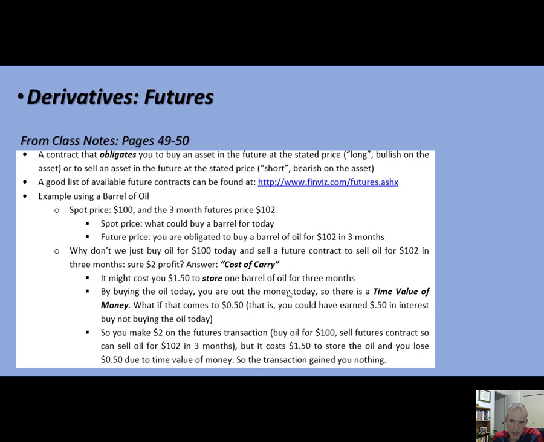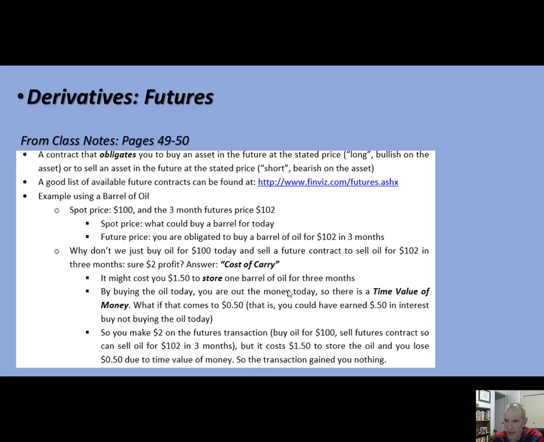I'm up to page 49 in the notes. So again, it obligates you to do something. You can go long on something if you're bullish, you think its price is going up. You go short on something if you're bearish, you think the price is going to fall. We say long and short. Usually long means you're buying something and short means you're selling something.